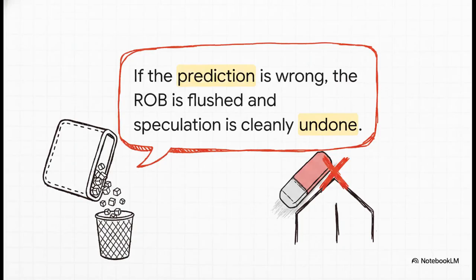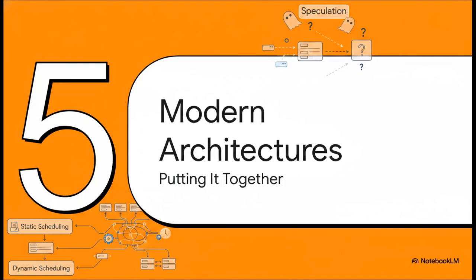But the million-dollar question is, what happens when it guesses wrong? Or what if a sudden system interrupt occurs? Well, because the speculative results are held safely in the reorder buffer, the CPU simply flushes that buffer. The speculation is cleanly undone without corrupting the permanent state of the machine at all. This is a massive advantage because standard dynamic scheduling without speculation just couldn't safely back out of executed instructions if an interrupt occurred.